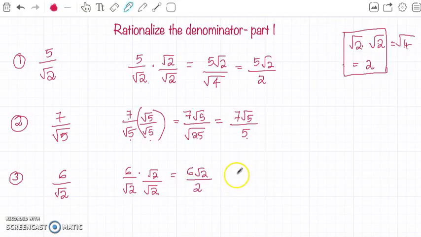But now you could be done, but if you look, 2 can further reduce 6. 2 goes into 6 3 times. So your answer becomes 3 radical 2. So that's your answer.